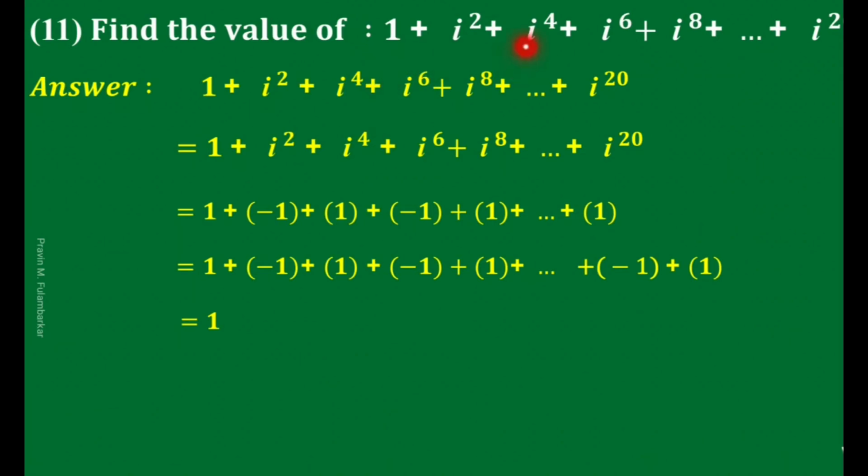1 plus i square plus i raised to the power 4 plus i raised to the power 6 plus i raised to the power 8. If you observe the corresponding terms, their power difference is 2, because in place of 1 we can write i raised to the power 0, and i raised to the power 0 is 1. So consecutive terms have a power difference of 2. The next terms will be i raised to the power 10, i raised to the power 12.